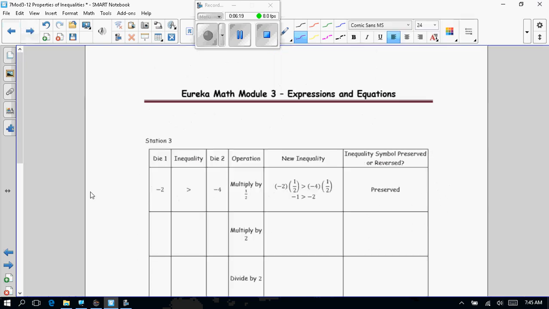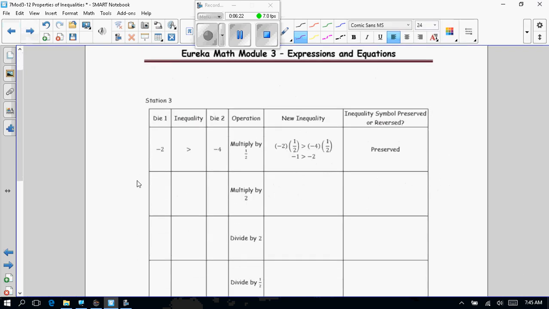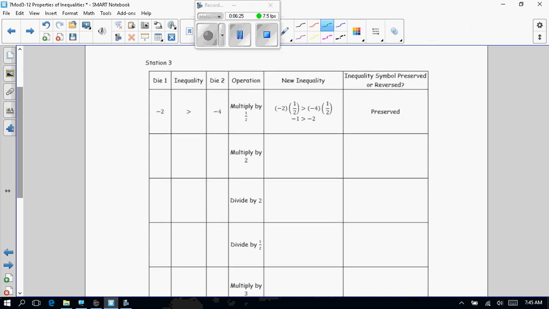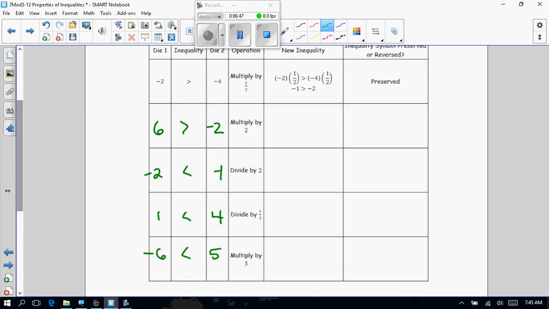Well, let's find out. So we're going to go to station 3. Again, we're going to do the exact same numbers, okay? So just copy those numbers over. And we already know that 6 is greater than -2. We already know that -2 is less than -1. We know that +1 is less than +4. And we also know that -6 is less than +5. All right, we're going to use the same numbers over and over again. This time, we're going to multiply or divide. Notice multiply and divide are in these problems. So let's see what happens when we do these. Again, I want you to hit pause, work out this chart, and see what happens.